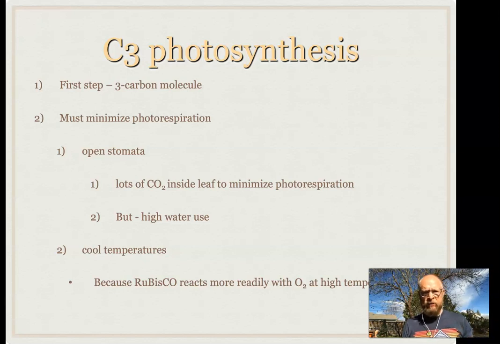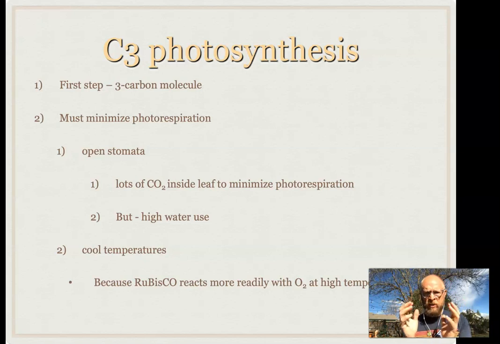Going back to C3 photosynthesis, remember that the first product of photosynthesis is a 3-carbon molecule, and that's where the name comes from. But remember, there's this potential for photorespiration during photosynthesis, and that's when Rubisco reacts with an oxygen molecule and results in a loss of CO2 or carbon from the plant. And remember, the plant's working really hard to get carbon, and so any loss of that is a detrimental thing.